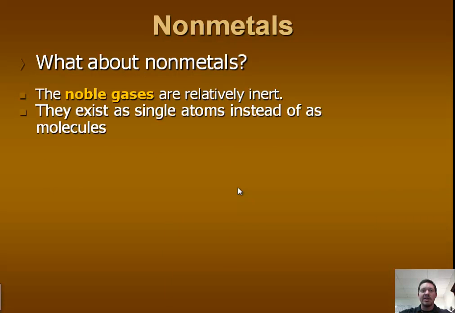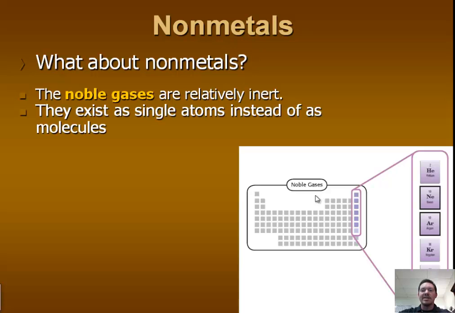Non-metals, we've got a couple different groups we're going to look at. Noble gases are the very last group, very last column, referred to as noble gases because they're relatively what we call inert. And I'm just going to make a side note: inert means not reactive. And instead of existing as molecules like the rest of the nonmetals do, they exist as single atoms. So you'll find them by themselves typically.